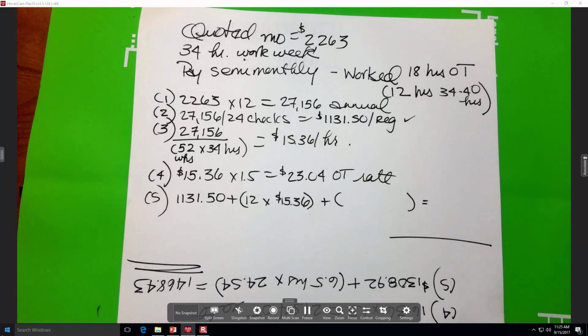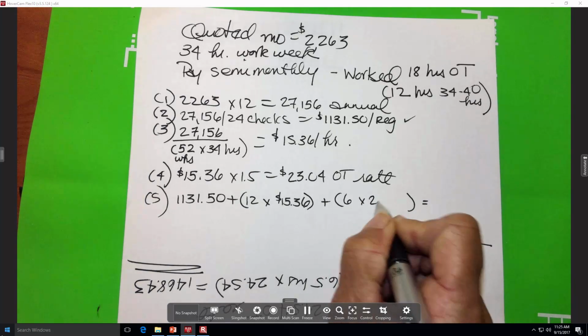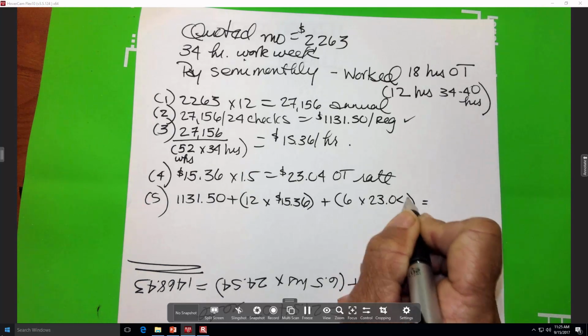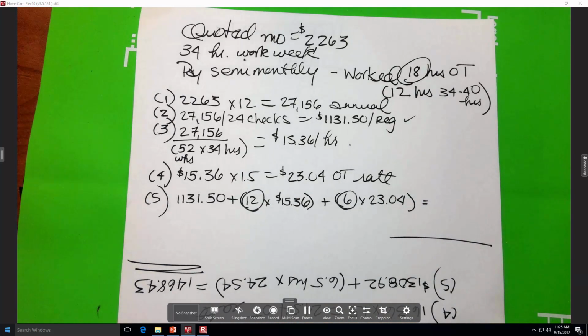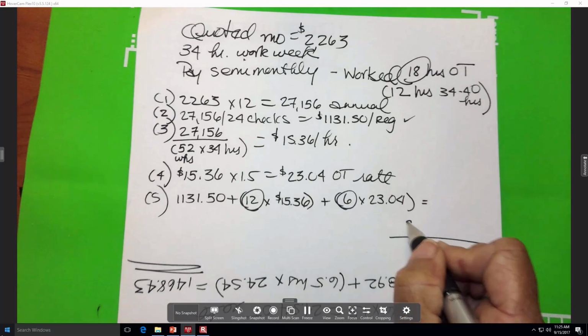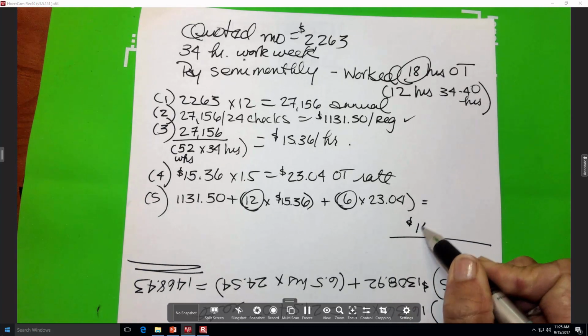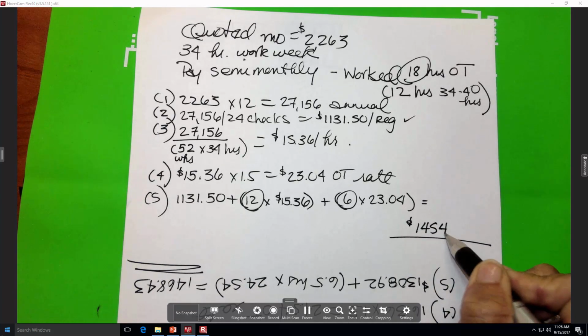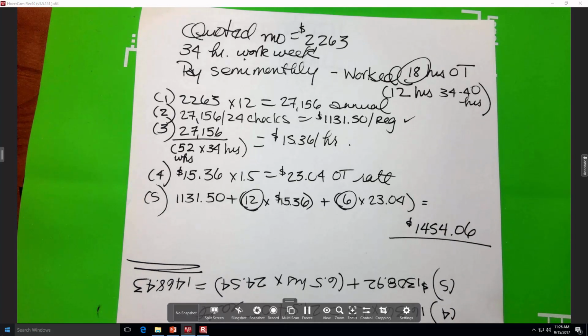And then Katie, what goes in that last set of parens? Yes, ma'am. So the total of 6 and 12 is my 18 hours, right? So does anybody have that number? Yes, please. $1,454.06. Do I have a second on that? Okay. As long as I get 2 people with the numbers, I'm not going to.